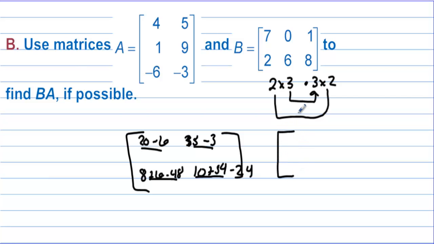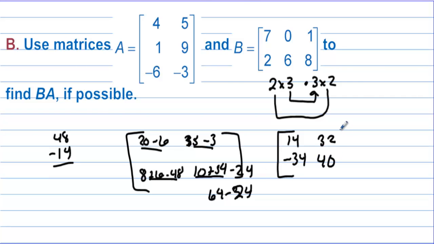Here's our final answer. We have 14, 32. 8 plus 6 is 14. We have 48 minus 14, that's going to be negative 34. And then on the last one, I think that's a 54, we have 64 minus 24. 64 minus 24, that's going to be 40.